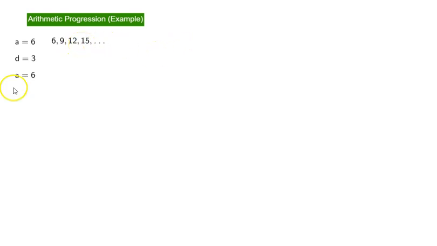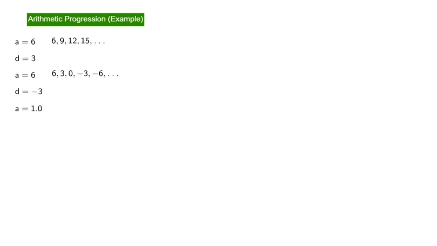Now let's look at the next one. a equals 6 and d equals minus 3. So here we start with 6 as the first term, then we add minus 3. So 6 plus minus 3. Now onwards we can directly do subtraction rather than saying plus minus. So we get 6 minus 3 is 3, 3 minus 3 is 0, 0 minus 3 is minus 3, minus 3 minus 3 is minus 6. So that's how the sequence goes.